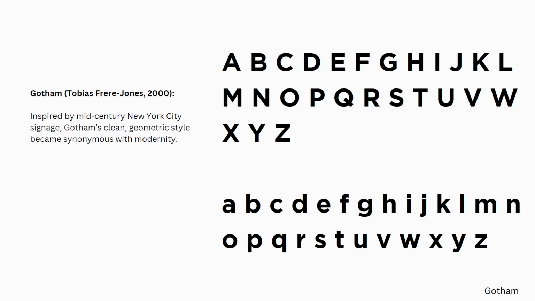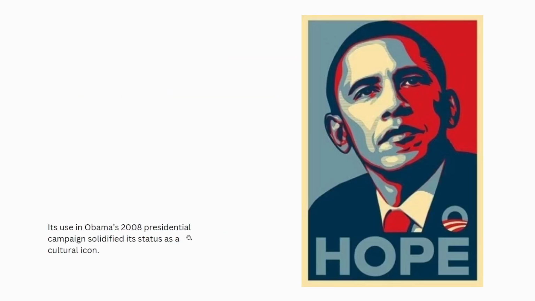Tobias Frere-Jones creates the Gotham typeface, and this is inspired by mid-century New York City signage. It's really clean, it's geometric, but it's also going to become synonymous with modernity, and we're going to see it used in the Hope poster in Obama's 2008 campaign, and this solidified its status as a sort of cultural icon as far as typefaces go.